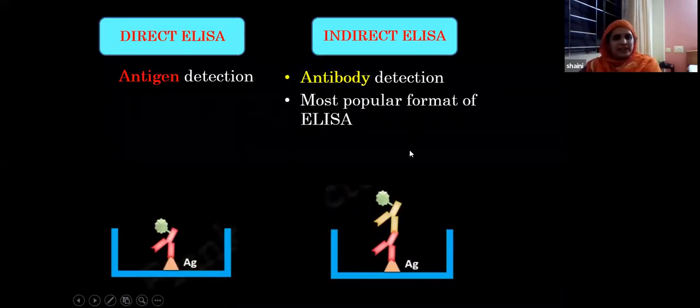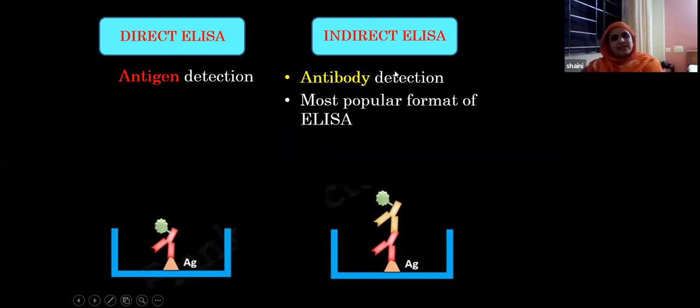Now we have direct, indirect, and sandwich ELISA. Direct ELISA is not commonly used. It is very specific, but it is not commonly used because you have the antigen from the test sample, we are going to test the antigen, and to that the antibody is added along with the chromogen, so it will give a color reaction.